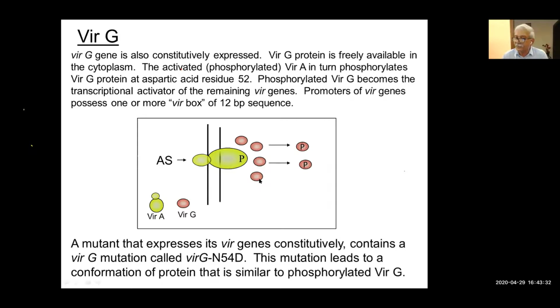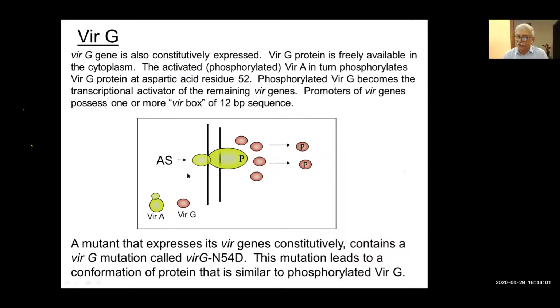So the sensor tries to sense whether there is acetosyringone around, and it understands that there is a plant cell where the bacteria can infect, because the acetosyringone is released by the damaged plant cell. Is everybody clear? Yes, sir. I hope so.